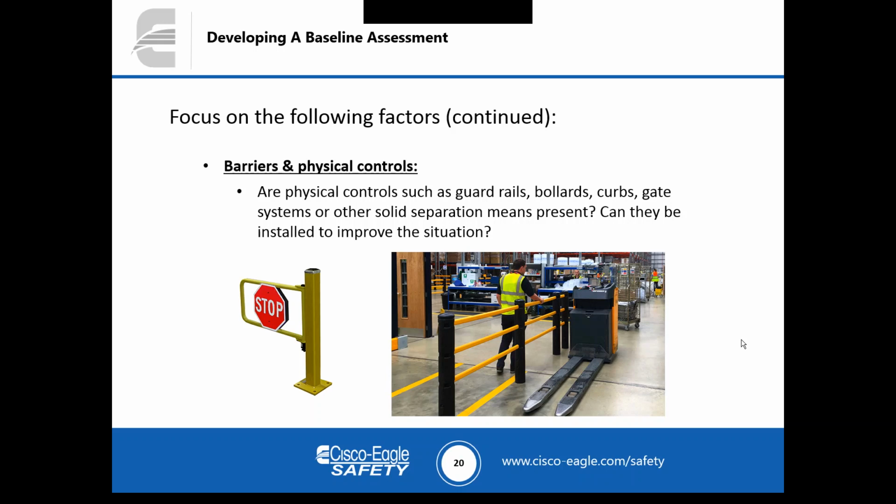The third factor you want to focus on is the barriers and physical controls within your facility. So you want to see if control items like the following are in place. Bollards, although I don't have a picture of bollards on there. Gate systems, which is like the product that we show on the left, or flexible handrail, like what we've shown in the image on the right.